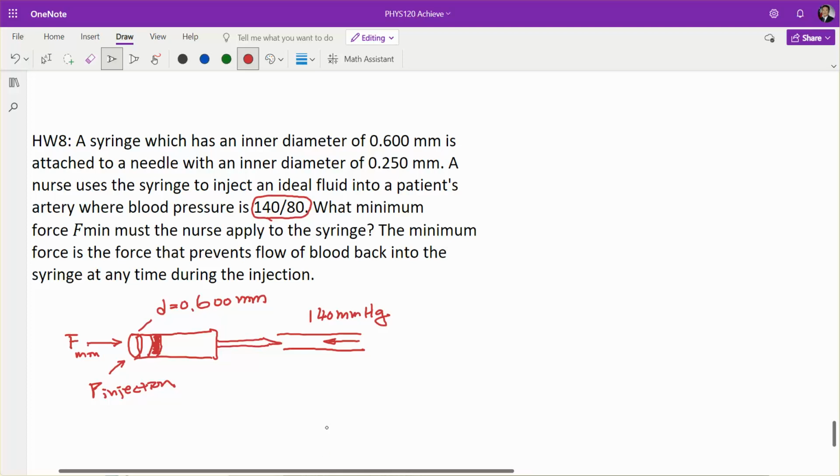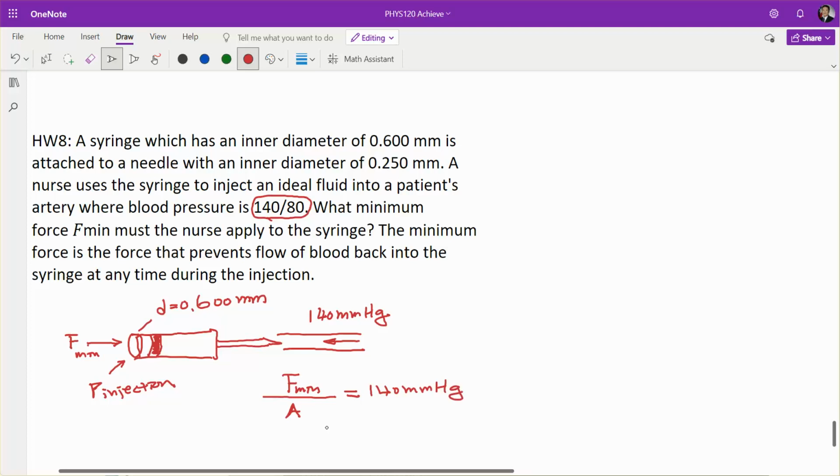So how do we do this one? Well, you simply need to see if this pressure is higher than or equal to this pressure, then it will be able to inject the fluid. So the minimum force is when the pressure of the injection will be equal to 140. What is the injection pressure? The injection pressure is going to be the minimum force divided by the area. That will be equal to the opposing pressure, which is 140 millimeters of mercury.